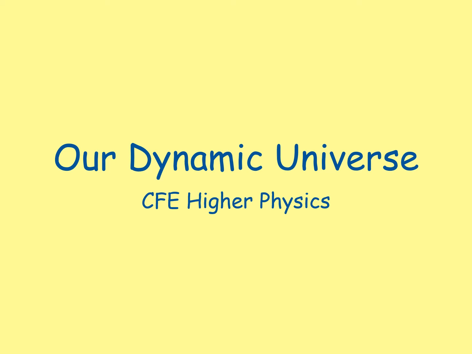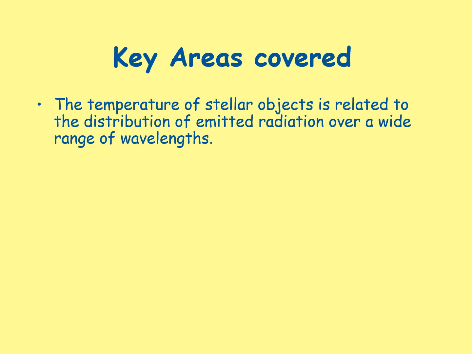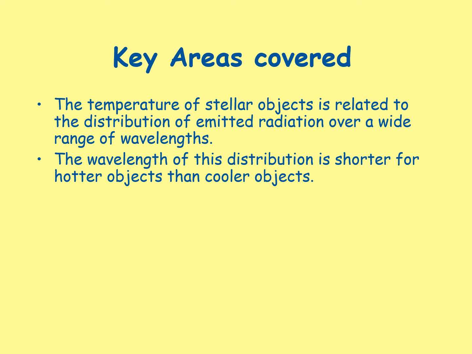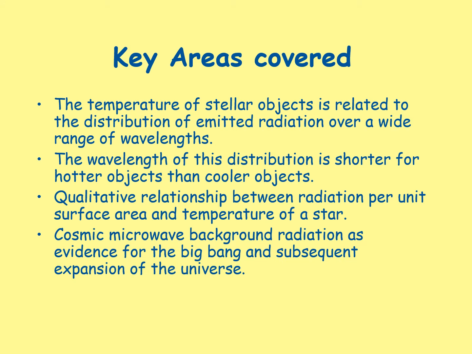Our dynamic universe. The key areas covered will be the temperature of stellar objects relating to the distribution of emitted radiation over a wide range of wavelengths, and the wavelength of this distribution is shorter for hotter objects than cooler objects. Qualitative relationships between radiation per unit surface area and temperature of a star, and cosmic microwave background radiation as evidence for the Big Bang and subsequent expansion of the universe.